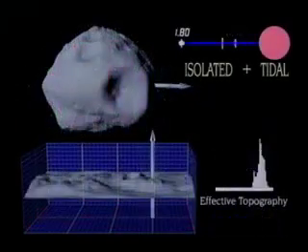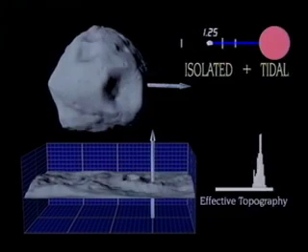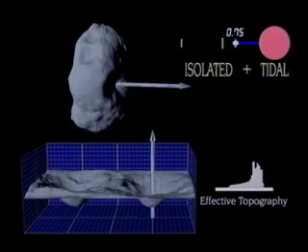We dramatize the gravitational effects by mapping the effective topography to radius so that virtual downhill is represented as dips in the surface.